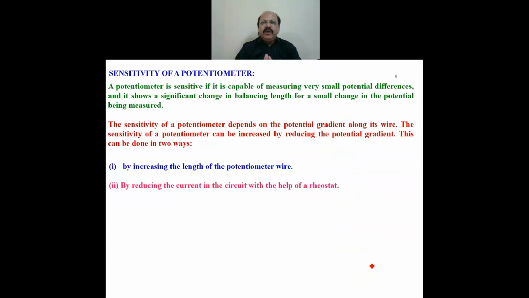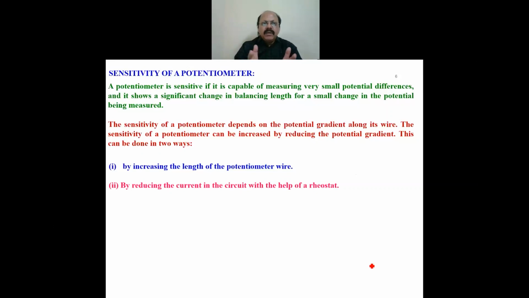Now the sensitivity of potentiometer, which is very important. So many concept based questions you will get from this sensitivity of potentiometer. A potentiometer is sensitive if it is capable of measuring very small potential differences and it shows a significant change in balancing length for a small change in potential being measured. Means what is sensitivity? Sensitivity means an instrument should be sensitive for a very small value, and potentiometer is used to measure the potential difference. So if it is capable of measuring the very small potential difference, then we say that it is very sensitive.